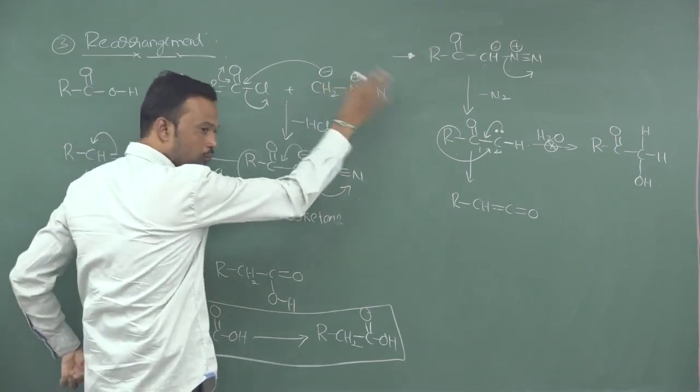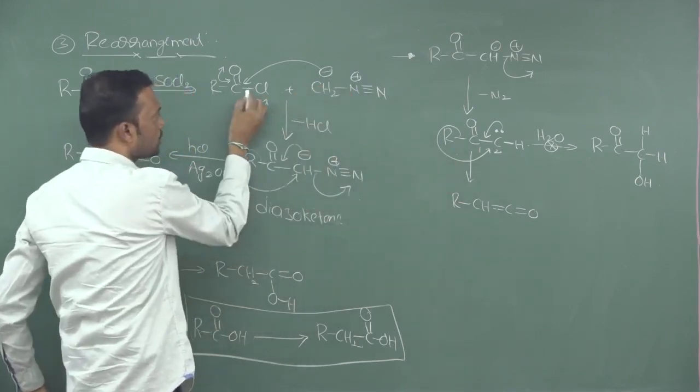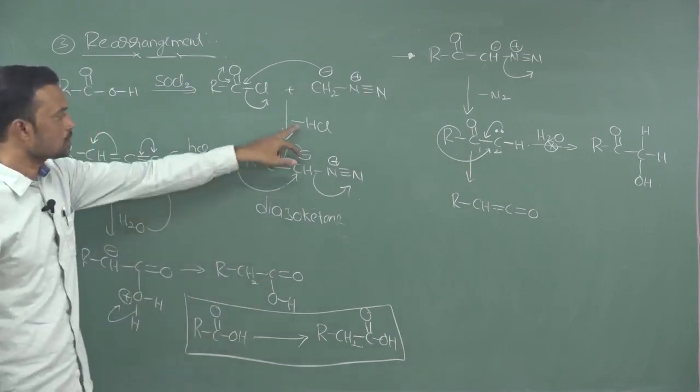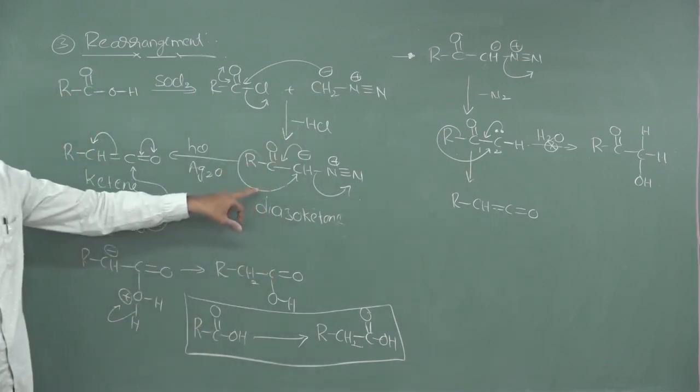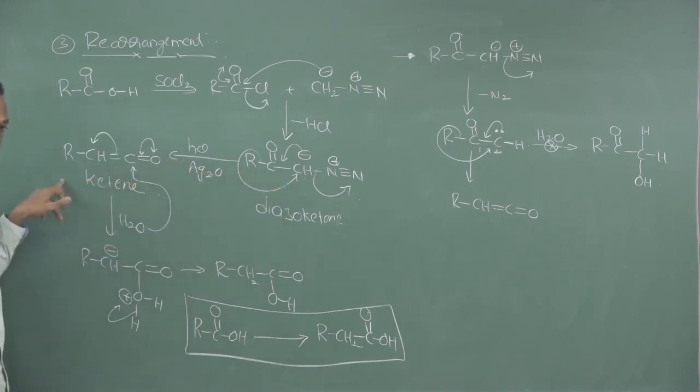Suppose if this molecule undergoes photolysis, that will give carbene. But right now I am using it as a nucleophile. This nucleophile attacks here and HCl is removed. Loss of HCl. Then what is this? Diazoketone. Diazoketone to ketene is known as Wolff rearrangement.